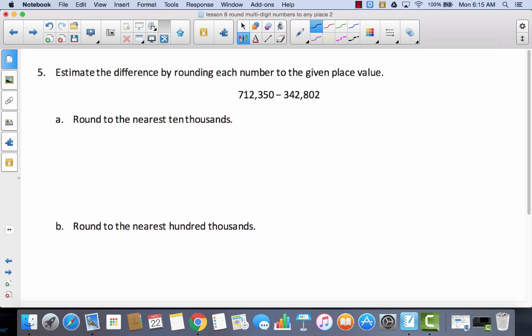All right. Last question. Estimate the difference by rounding each number to the given place value. So when it says estimate the difference, that means that we are going to be subtracting. So if I want to know about what the difference is, the first thing I'm going to do is estimate both of these numbers. It asked me to estimate both of them to the nearest 10,000. So I'm going to draw two vertical number lines.